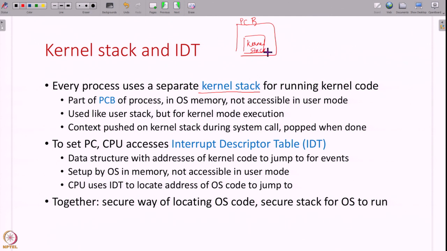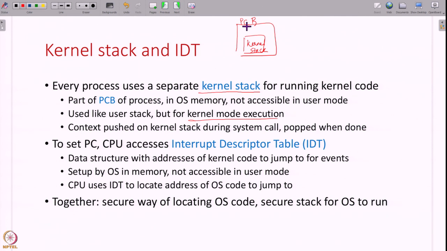So this kernel stack is like a user stack. It is used to store various things when function calls happen, to store context and so on. But it is used only during kernel mode execution, okay. Context is pushed on the kernel stack during a system call and it is popped when the system call is done. Just like how you use a user stack during a function call, you will use the kernel stack during a system call, right. So we will say that the context is saved on either the kernel stack or the PCB interchangeably, because one is part of the other.